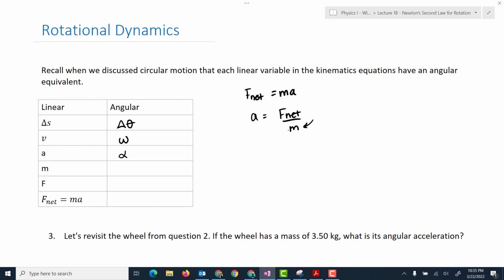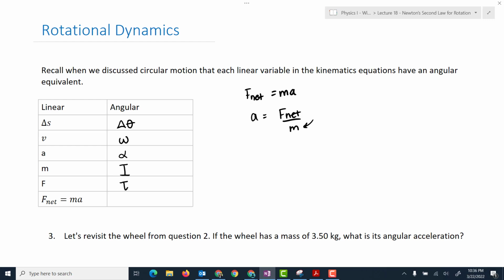What's the angular equivalent of that? Well, that was I, the moment of inertia. Remember, the moment of inertia doesn't only depend on the mass of the object, it also depends on the distance the mass is from the axis of rotation. So the bigger the moment of inertia is, the harder it is for the object to rotate. Then we have force, and that's where today's lecture comes in. So what was the angular equivalent of force? Well, that would be torque. Torque is like the angular equivalent of force. It's what makes the object rotate.